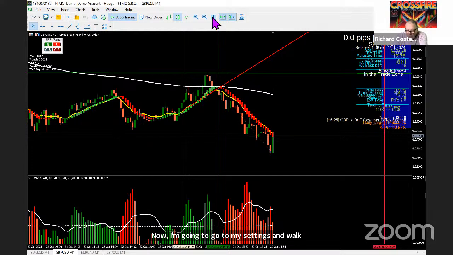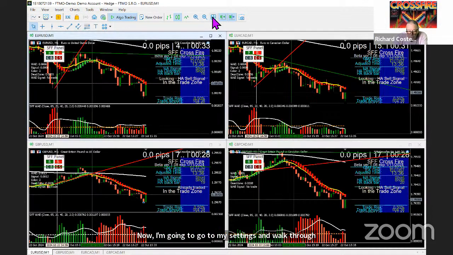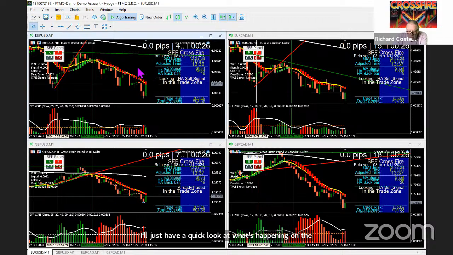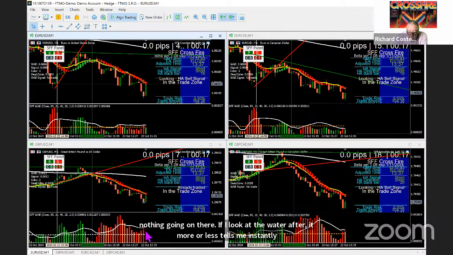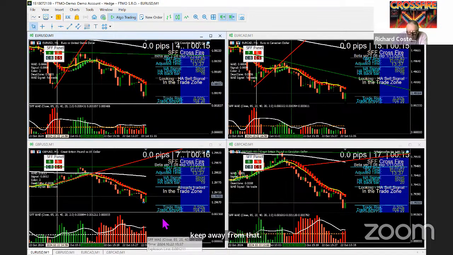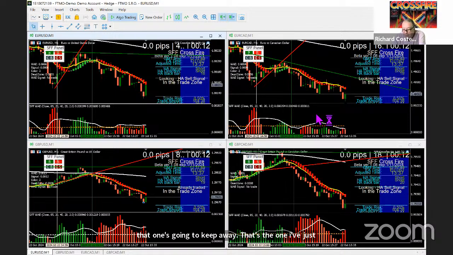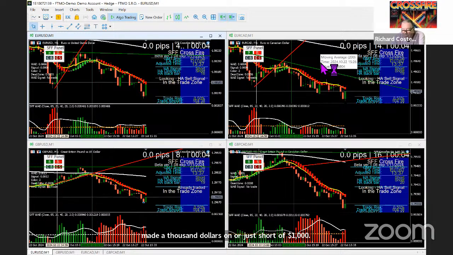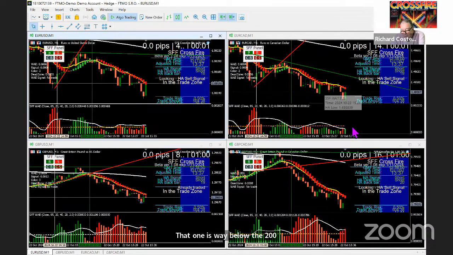I'll just have a quick look at what's happening on the pairs. There's nothing going on there. If I look at the Waddah Attar, it more or less tells me instantly to keep away from that. That one's telling me to keep away. That's the one I've just made $1,000 on, or just short of 1,000. That one is way below the 200, and we haven't had a crossover. But the Waddah Attar is telling me to keep away.